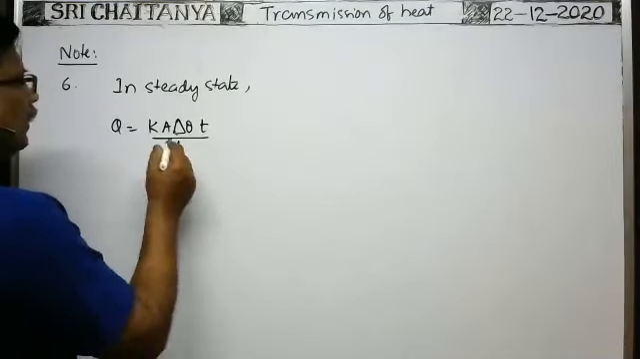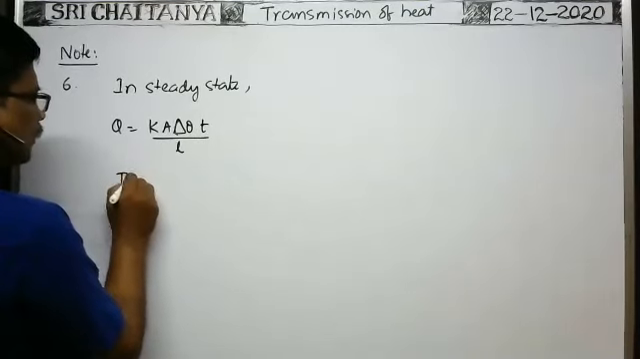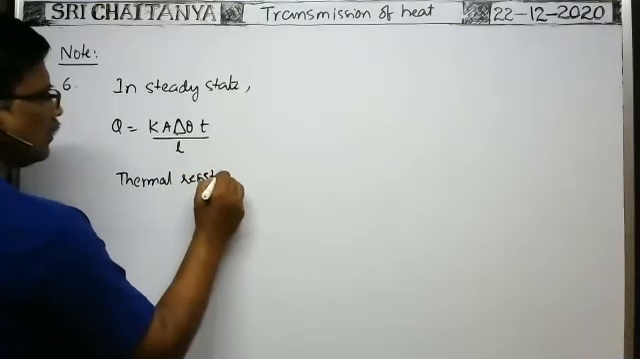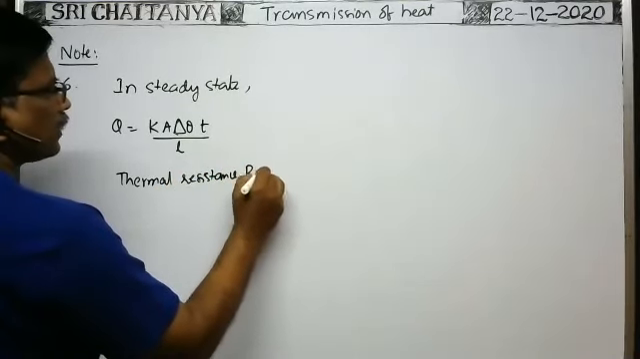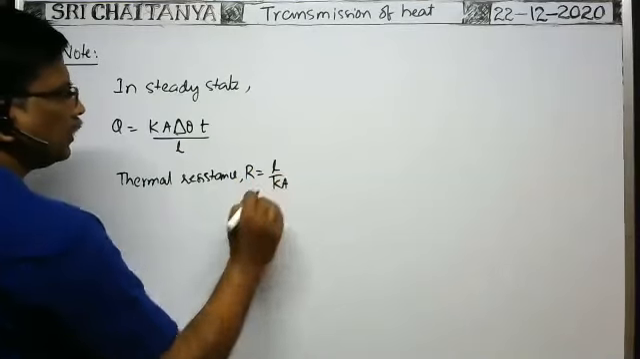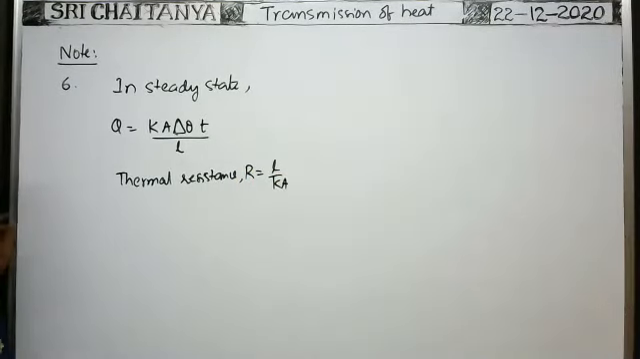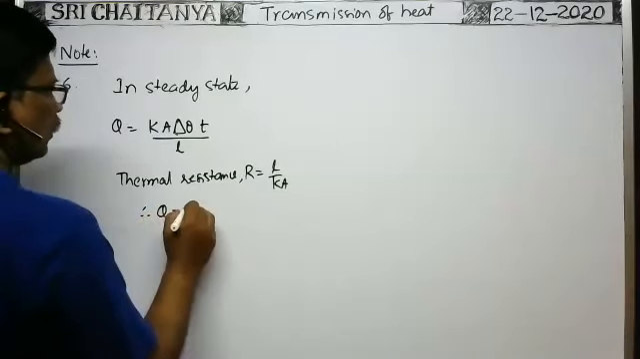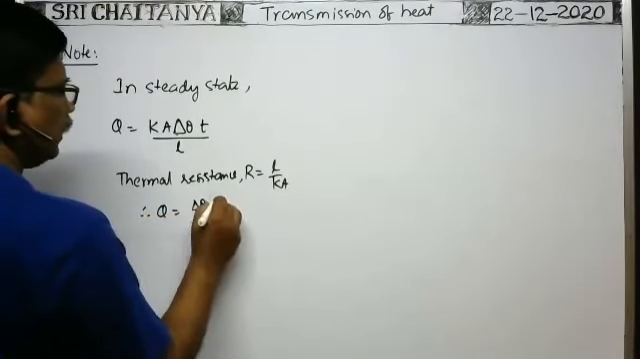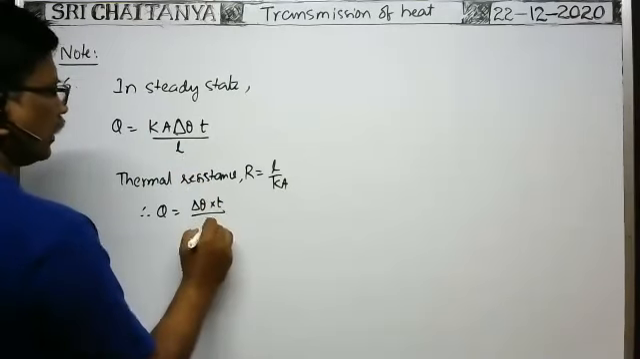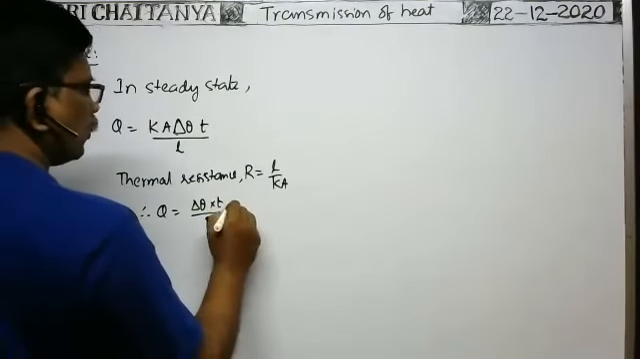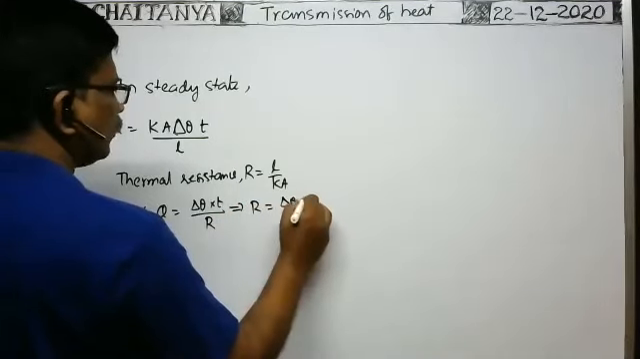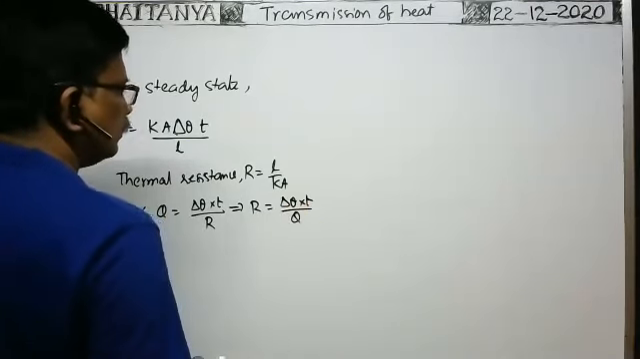Here in this formula, L by K A is the thermal resistance. Capital R is equal to L by K A. Therefore, Q is equal to delta theta into t by L by K A, that is, the thermal resistance R. So from this, the thermal resistance R is equal to delta theta into t by Q also.